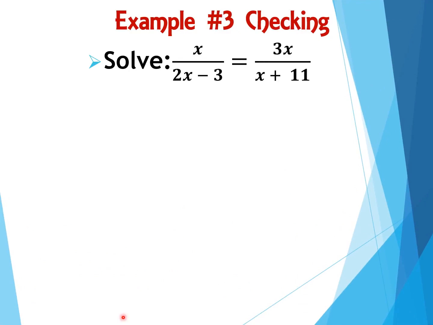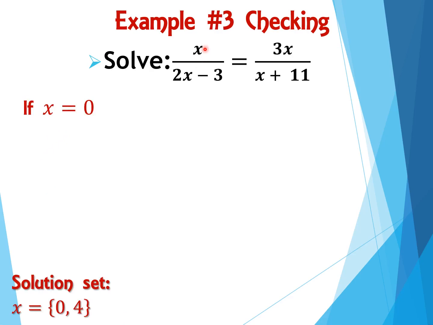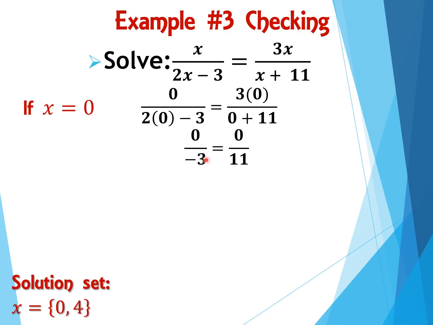Okay, for the checking, all we have to do is to substitute the solution set. If x is equal to 0, so we will have here 0 over 2 times 0 minus 3 equal to 3 times 0 over 0 plus 11. So this will be 2 times 0 is 0 minus 3. So that will give us 0 over negative 3. And here we will have 0 over 11. So that will give you 0 is equal to 0.